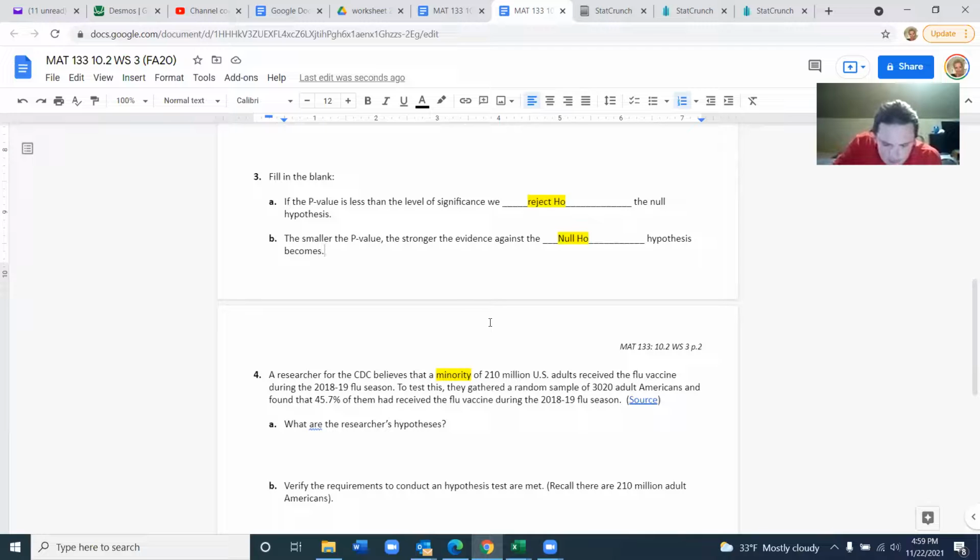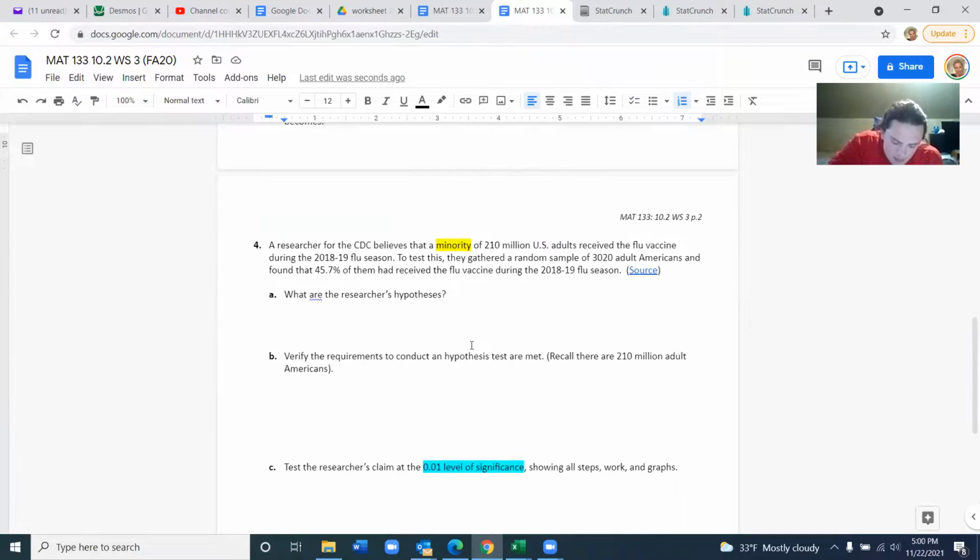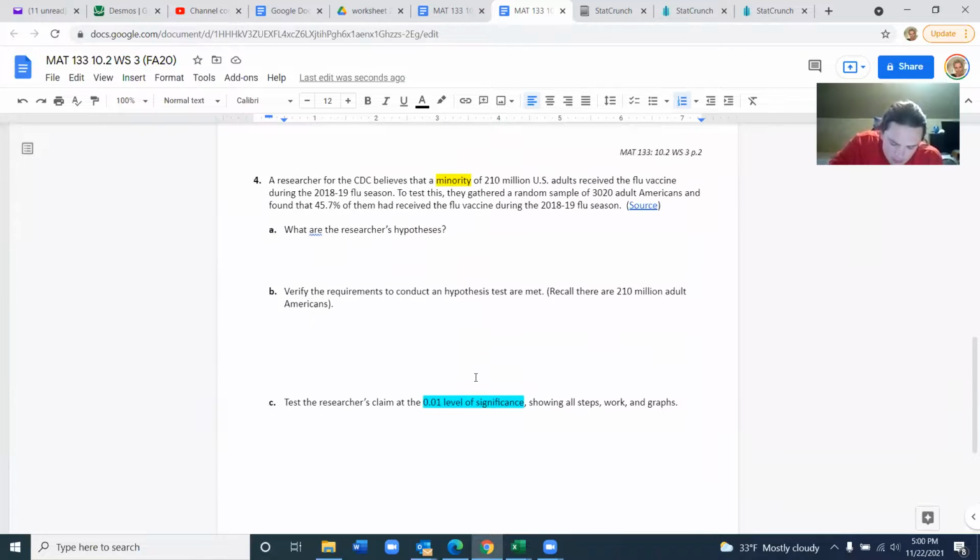The flu vaccine. If y'all want to do another one, we can do number 4, the researcher. This must be a new one too. It used to be number 5 in our old one. Everybody want to go through another one? How's everybody feeling?